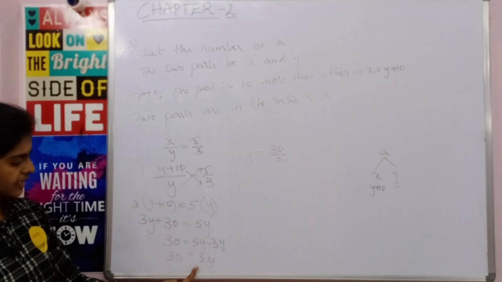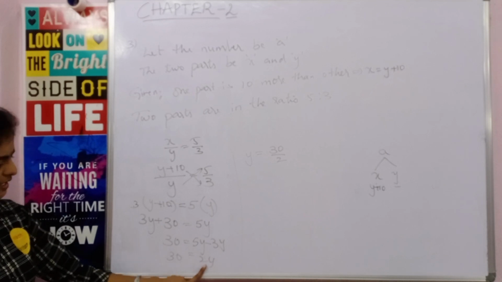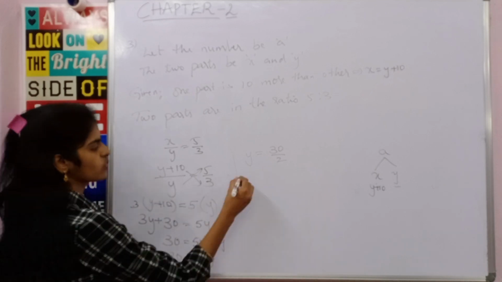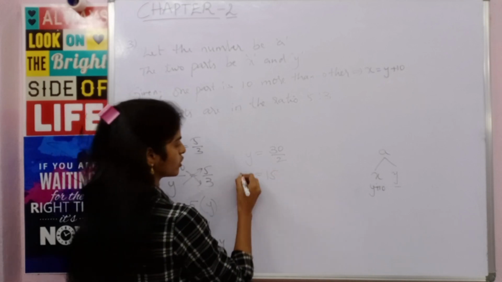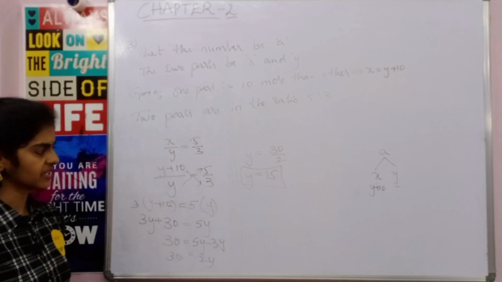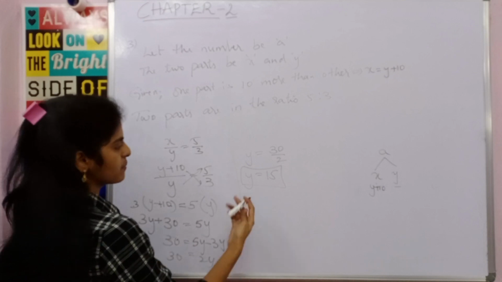Okay, here it is: 2y. The 2 is in multiplication, so when it goes to the other side it becomes division. So what is y? Y is nothing but 15. You know 2 15s are 30. Clear?